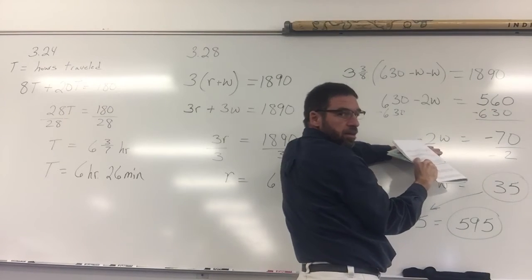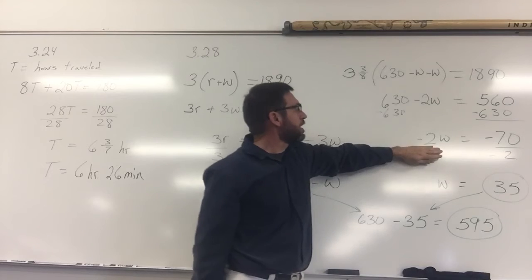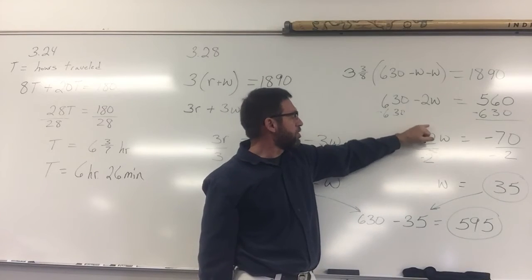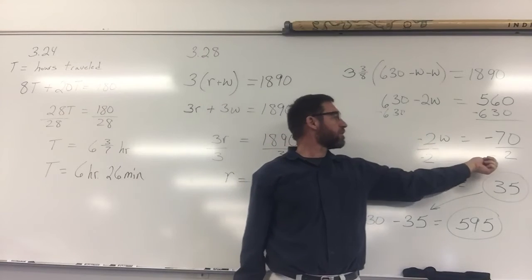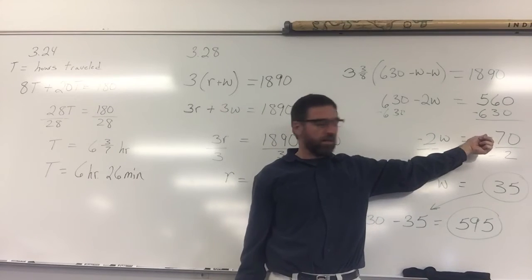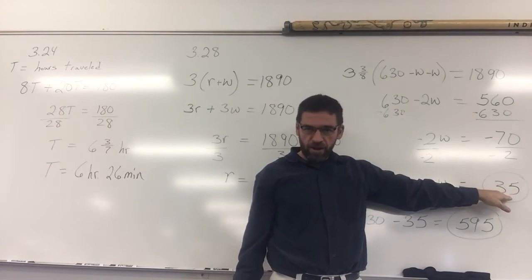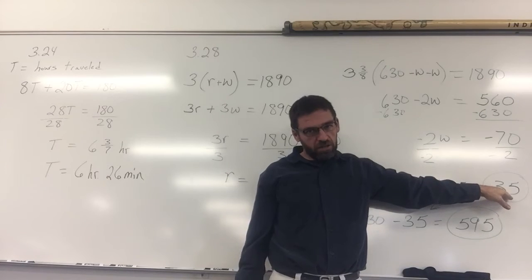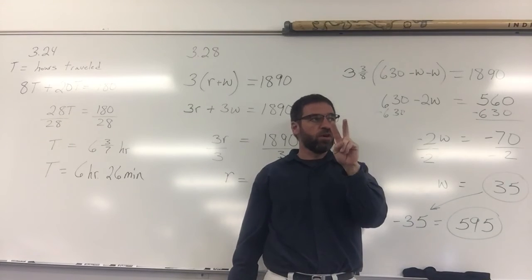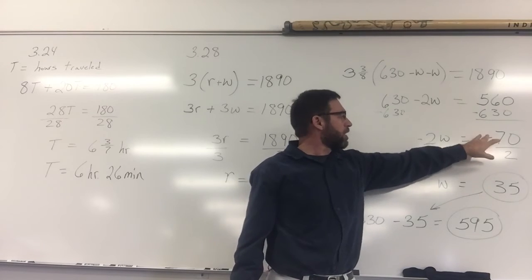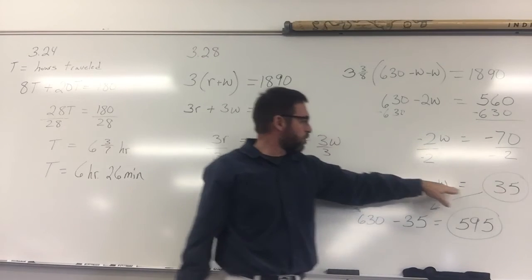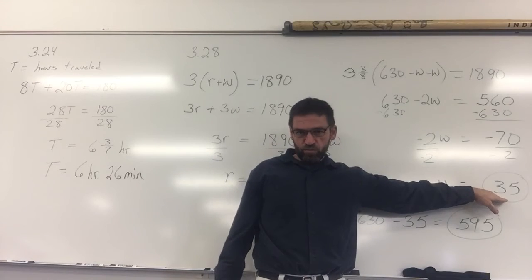And the 2W for the wind. Now, from the 2W, I divided by 2 to isolate the W. I divided negative 70 by negative 2, which makes 35. And that's a positive answer because both of them were negative, so it makes a positive 35. The wind was 35 miles per hour.